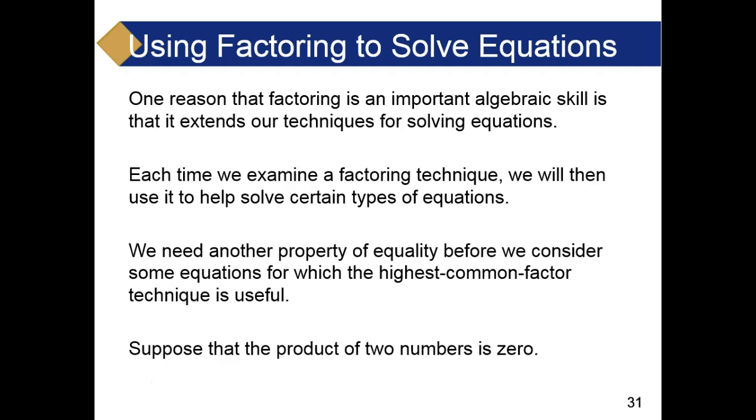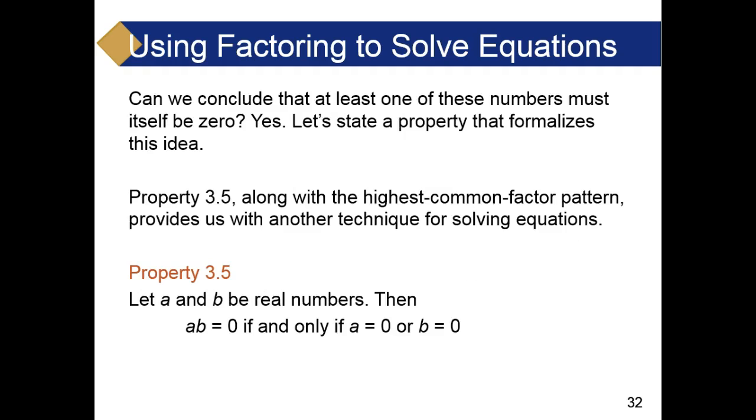It's got to be 0. There's no two numbers in the world that you can multiply together and get 0 as an answer unless one of those two is 0. There's no way. Try it. You can't find any. One of them has to be 0. And that's called the zero product principle. Can we conclude that at least one of those numbers must be 0?